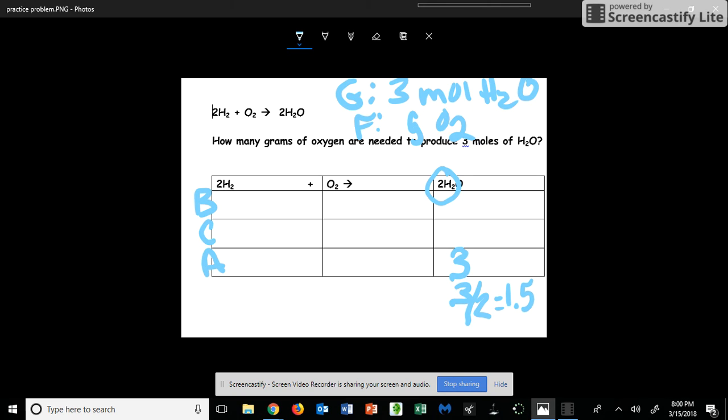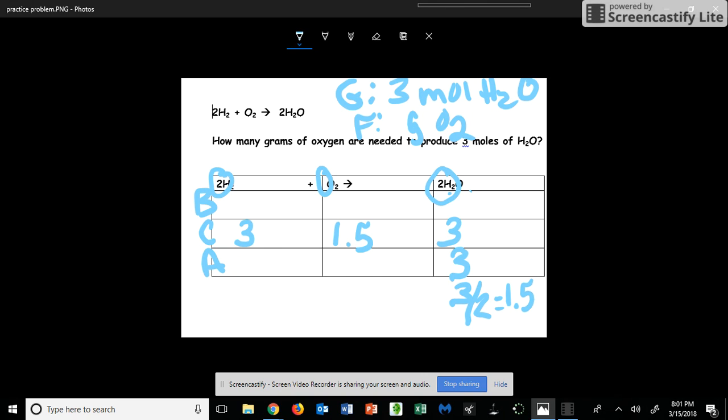You're now going to use that multiplier to fill in the rest of the table. How does that work? You take your multiplier and you multiply it by the coefficient. So 1.5 times 2 would be 3. And we always put our answers in the change column. To do oxygen, 1.5 times 1, because there's no number in front, so it's understood there's 1, would be 1.5. Water, 1.5 times 2 would give me 3.